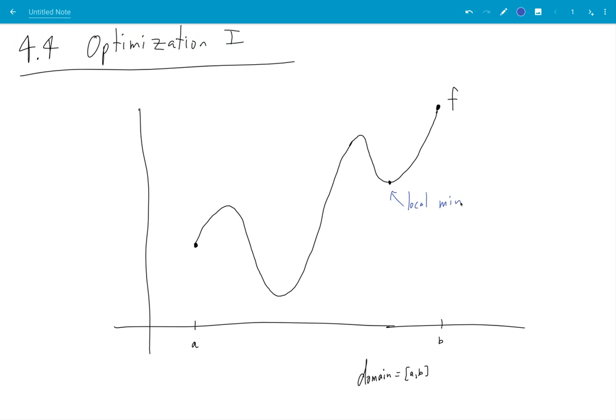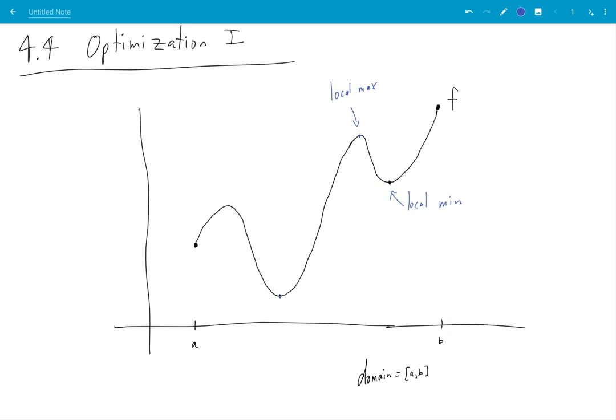min and a local max. But if you look at this function, it doesn't continue to the left and right, it just stops. It goes from A to B and that's it.